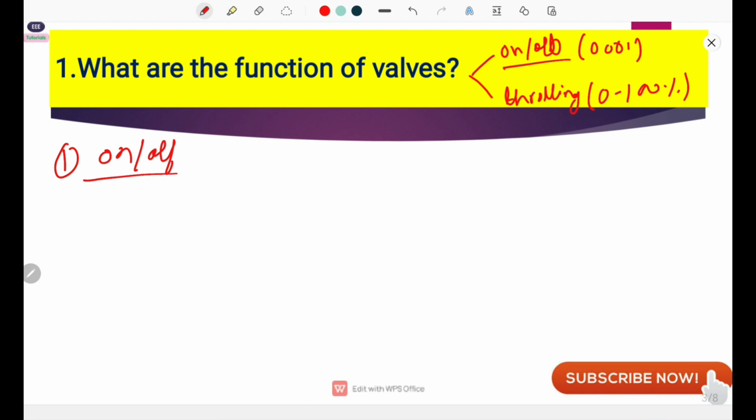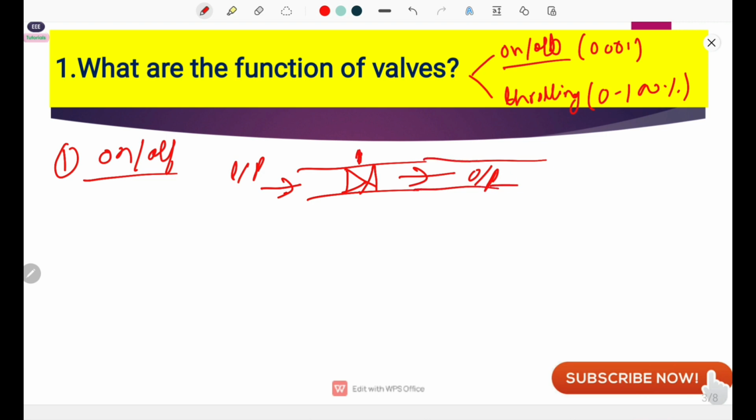So the function of the on off valve is only to stop the flow, means here one valve is installed, and the fluid is going from here to, this is the in, this is the output of the valve. So the function of the valve is to stop this flow or to allow this flow from this line to other locations. So this is the one function of the valve. Now the second function of the valve is throttling.